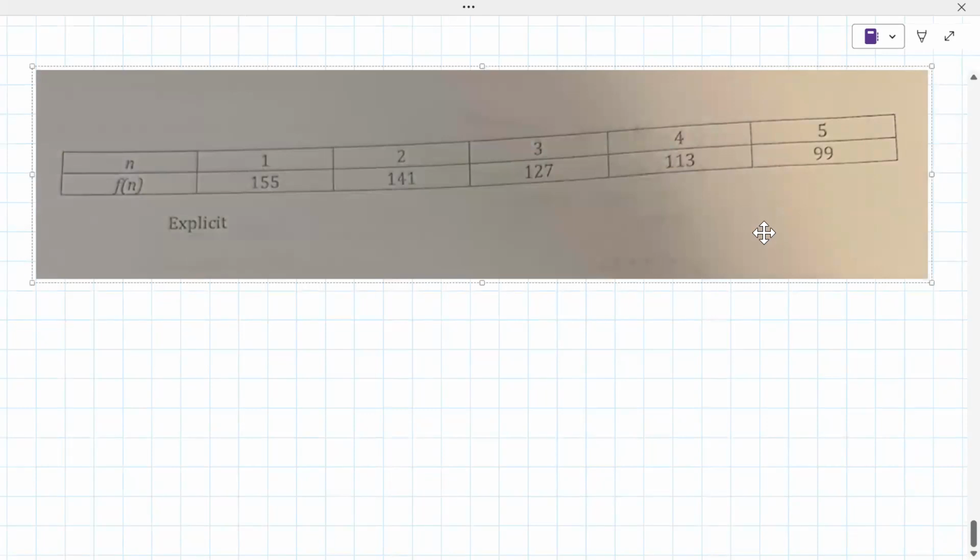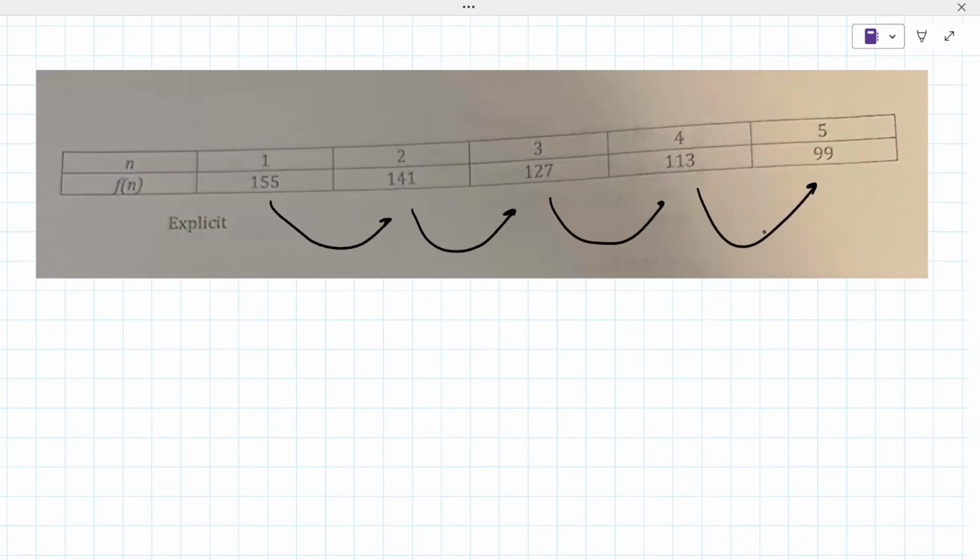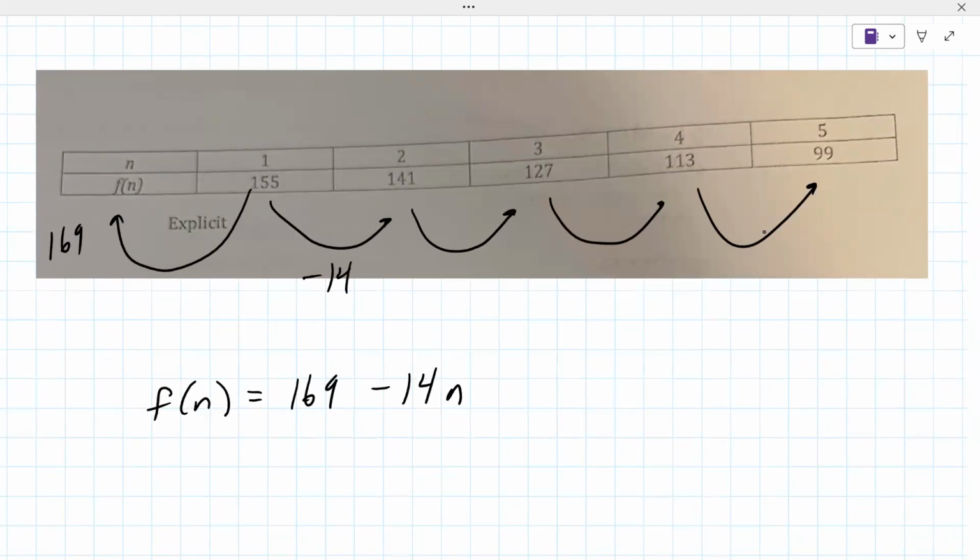Right. So the same thing here: what are you doing to go from here to here? What's the increment or decrement? Negative 14, down 14. So if you were to go the other way, you'd be adding 14, it'd be 169. So your f of n is 169 minus 14n. Nice.